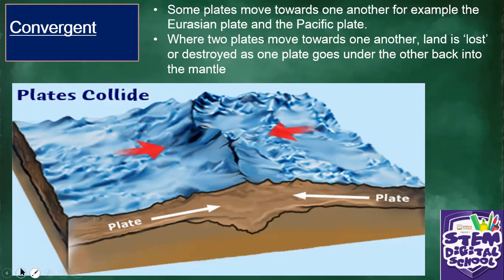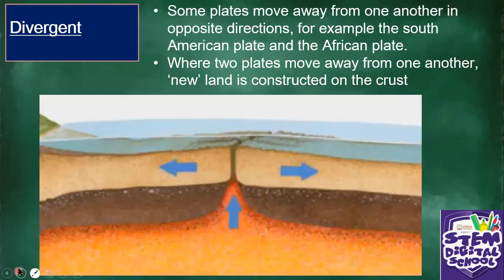And then we go to divergent. This is when the plates move away from one another in opposite directions. Where two plates move away from one another, new land is constructed on the crust here. So they are moving away from each other, and new land is formed here. So this is called what? Divergent movement.